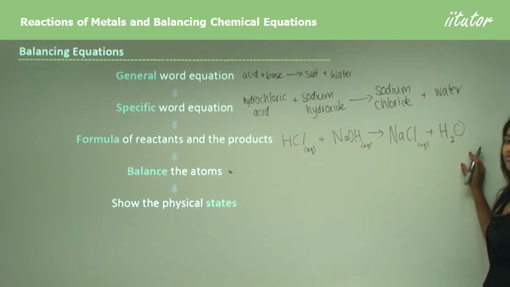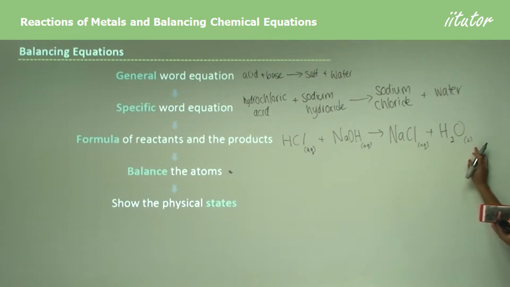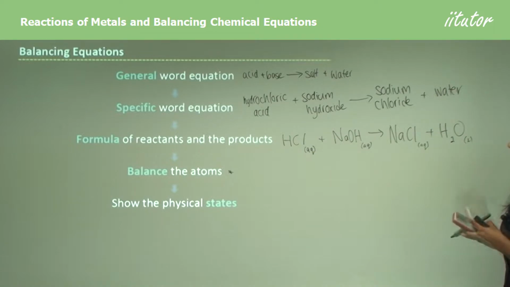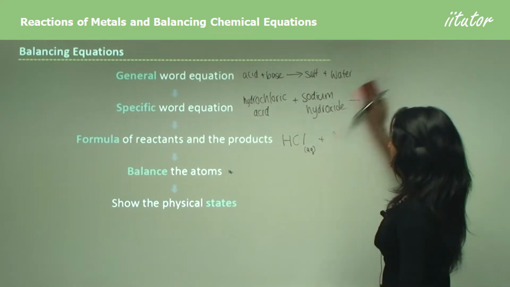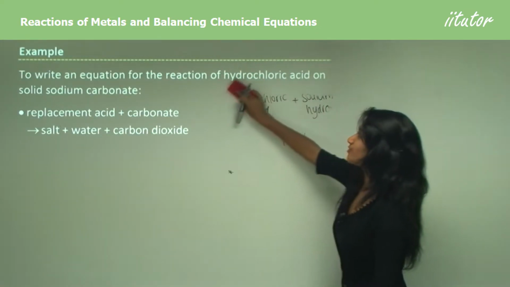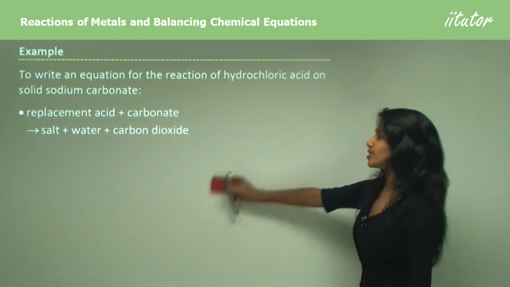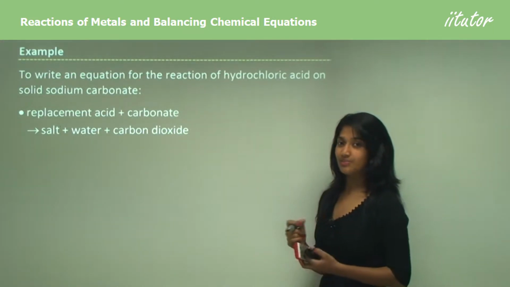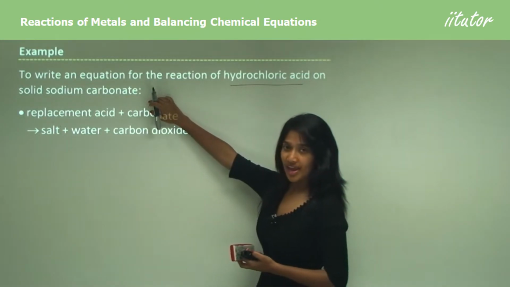We know that water at room temperature is going to be liquid, so you would write a little (l) next to it. So that's how you would show the physical states, and that's how you would balance a chemical equation. Now let's move on to an example to write an equation for the reaction of hydrochloric acid on solid sodium carbonate. Now this is a different reaction to what we just did. It is using hydrochloric acid with a carbonate.